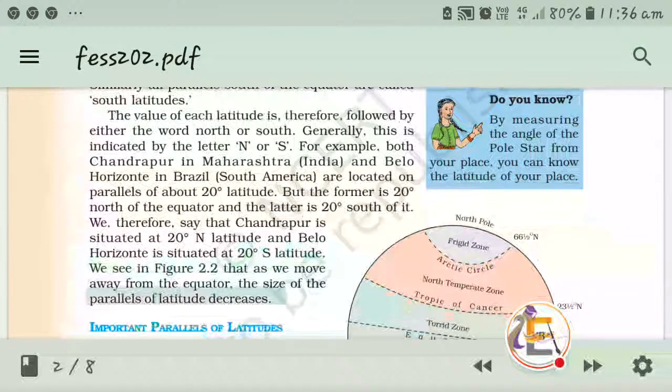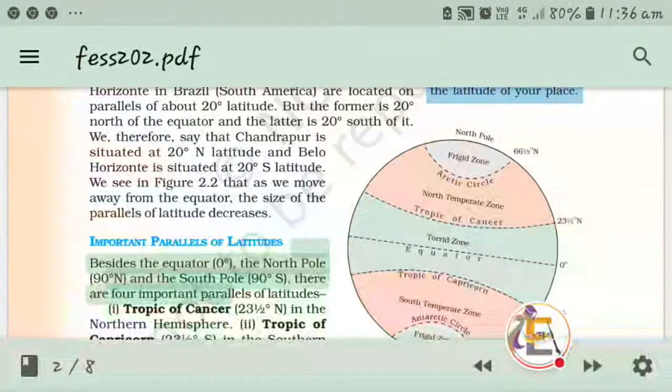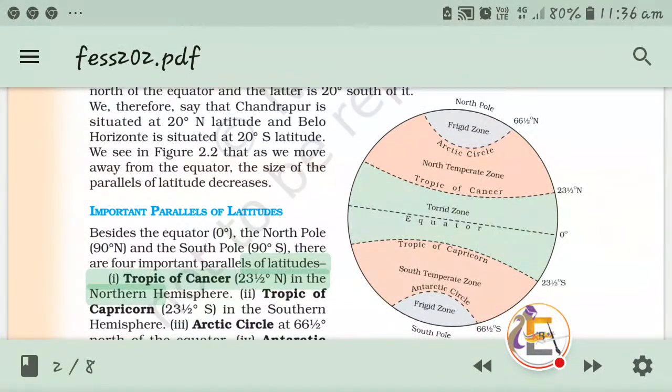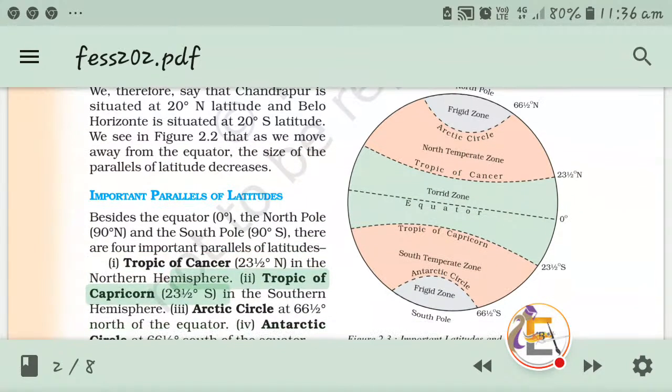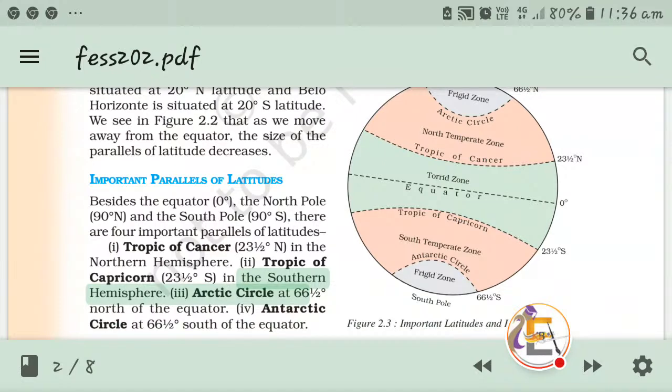Important parallels of latitudes. Besides the equator, 0 degrees, the North Pole, 90 degrees, and South Pole, 90 degrees, there are 4 important parallels of latitudes: Tropic of Cancer, 23.5 degrees N, in the northern hemisphere; Tropic of Capricorn, 23.5 degrees S, in the southern hemisphere; Arctic Circle at 66.5 degrees north of the equator; and Antarctic Circle at 66.5 degrees south of the equator.